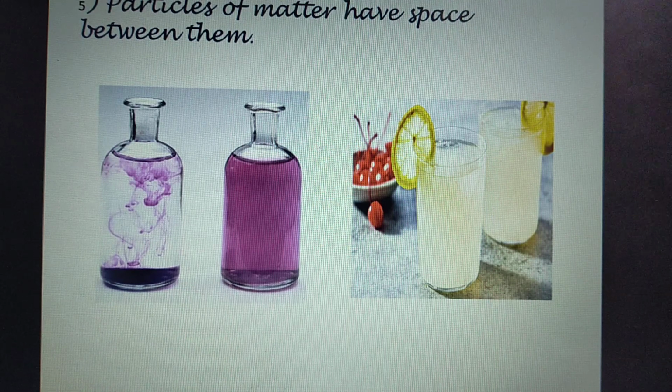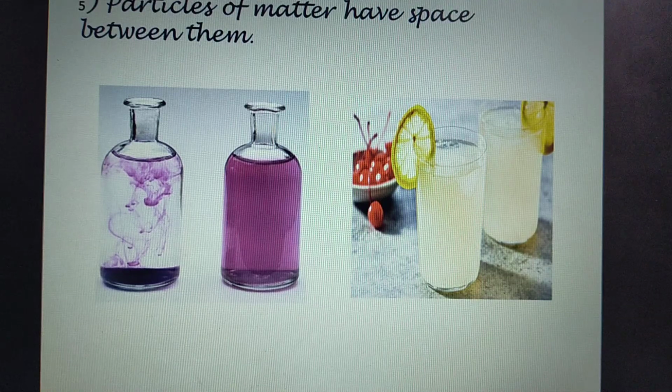The empty space is called intermolecular space or intermolecular volume, and the same goes with lemonade. The lemon particles mix in between the water particles and give us a very tangy taste.